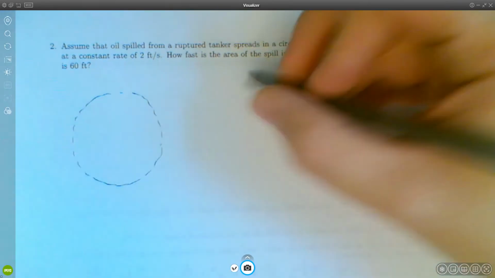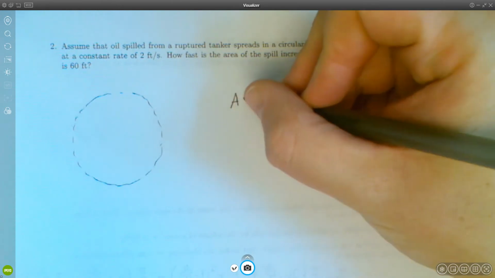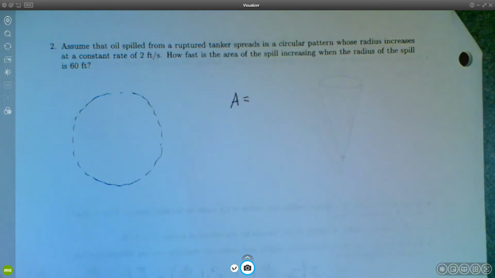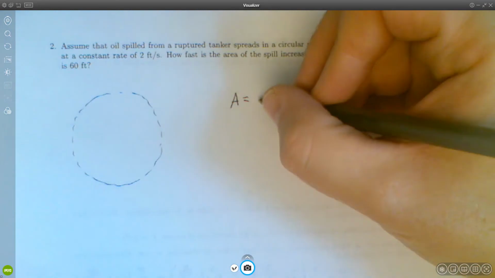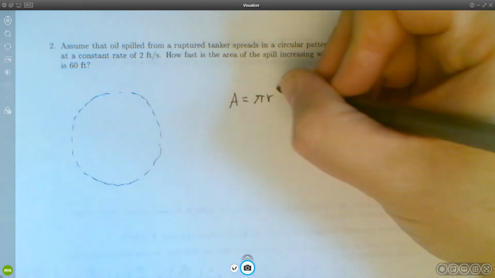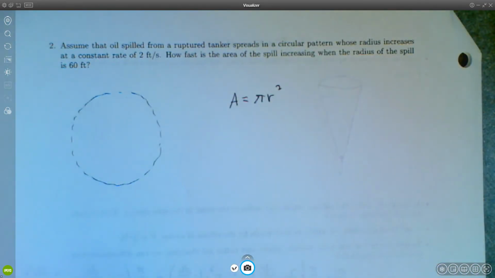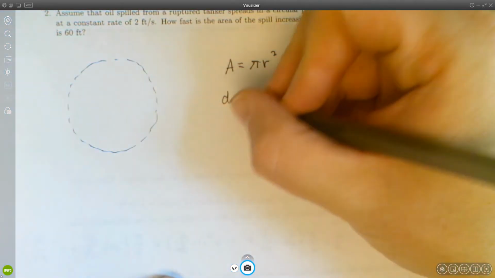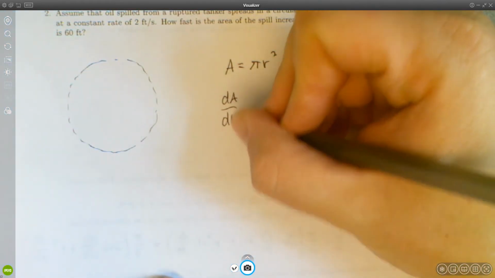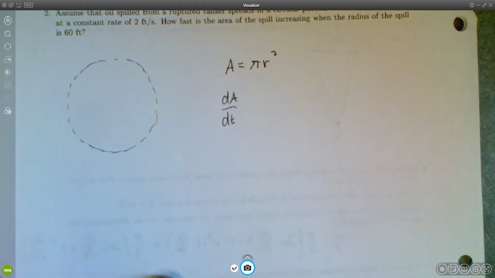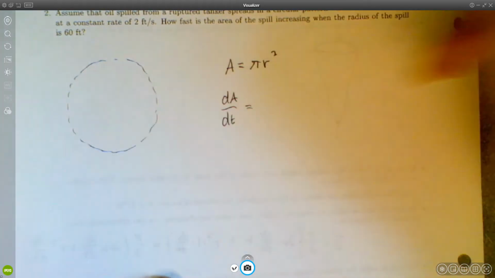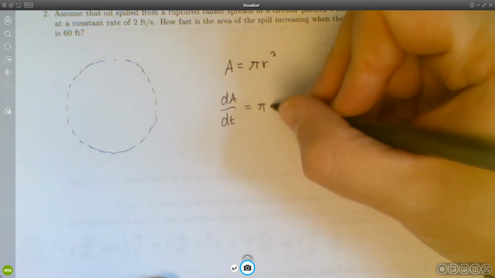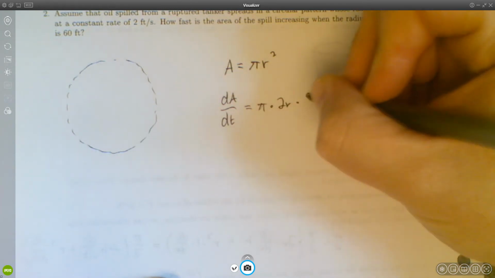So first of all, let's figure out what the area of this circle is. Well, the area of a circle is A = pi r squared. If I want to figure out how fast the area is increasing, then I need to differentiate so that I can find dA/dt. That's going to be how fast the area increases. So I'm going to differentiate with respect to t. This is going to be pi times 2r times dr/dt.